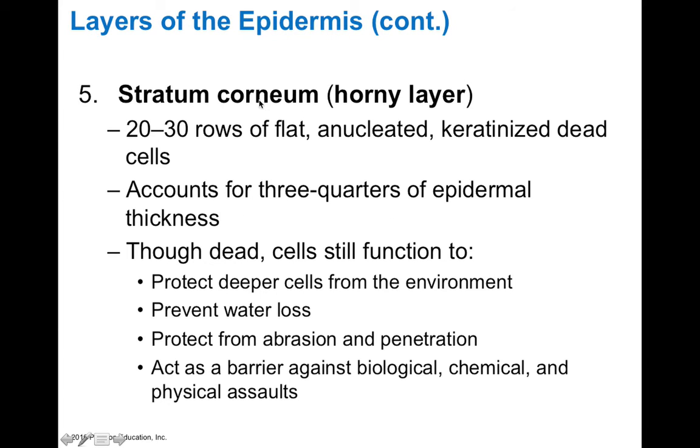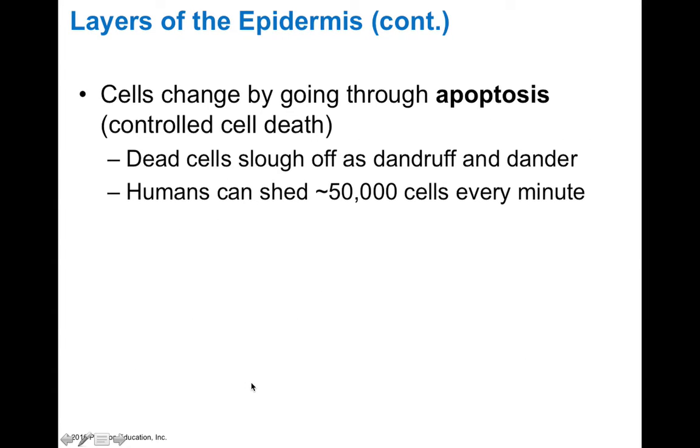Now, stratum corneum is what you find in both thin and thick skin. You also call this the horny layer because it's hardened. It consists of 20 to 30 rows of flat, anucleated, keratinized dead cells. What's interesting is the most superficial layer of the epidermis is actually made of dead cells. It accounts for about 3/4 of epidermal thickness, so it's very thick. Though these cells are dead, they still function to protect deeper cells from your environment. They prevent water loss, protect from abrasion, and act as a nice barrier against biological, chemical, and physical assaults.